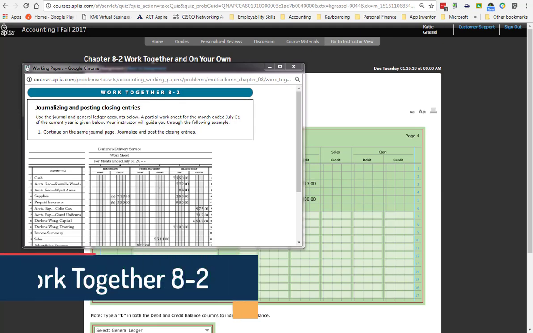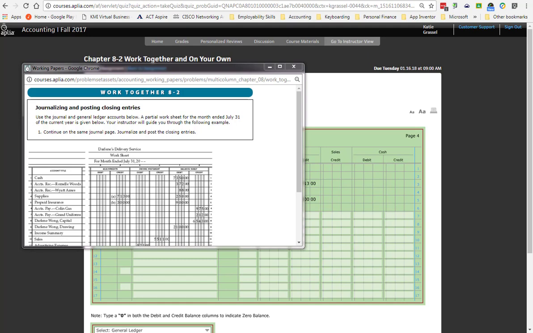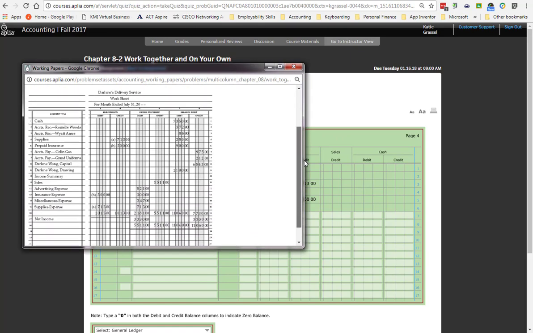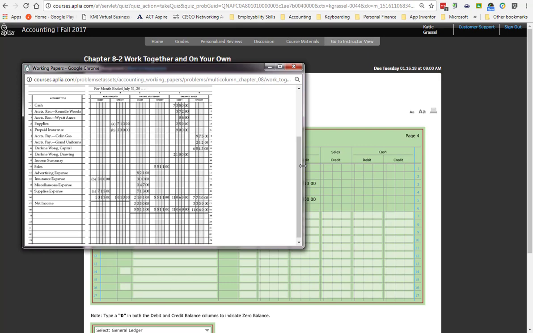Our directions for Work Together 8-2 says, use the journal and the ledger accounts below. It does give us a partial worksheet for the month ended July 31st of the current year, and I'm going to guide you through the following examples. Continuing using the same journal that we use for our adjusting entries, journalize and post the closing entries. So pretty much what we have to realize when we look at our worksheet, what we're closing is everything in my income statement column plus drawing. So the only thing that's left that will have a balance is going to be my accounting equation of assets, liabilities, and owner's equity. Not even the drawing account.